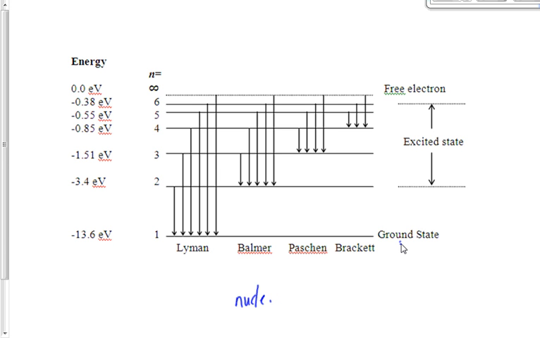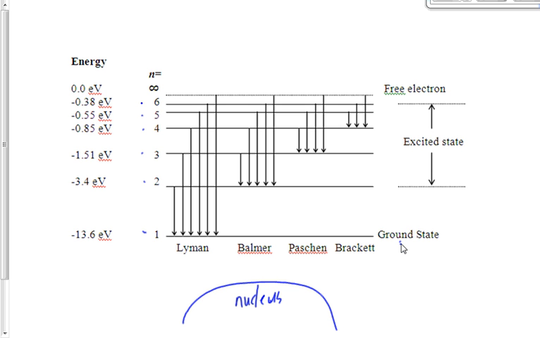And then the ground state would be the first level above the nucleus. Then we got the second level, then the third level, then the fourth level, fifth level, sixth level, and so on and so on, until we get to the infinite level. The infinite level is where the electron has actually left the atom. It's become ionized. The electron is no longer a part of the atom.